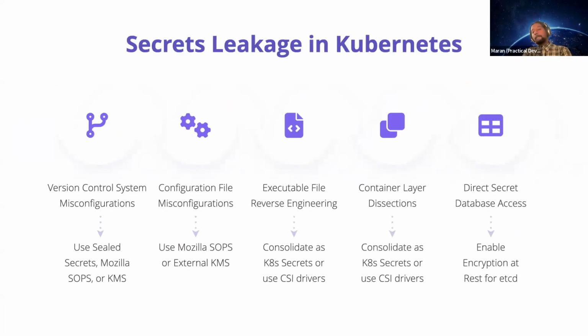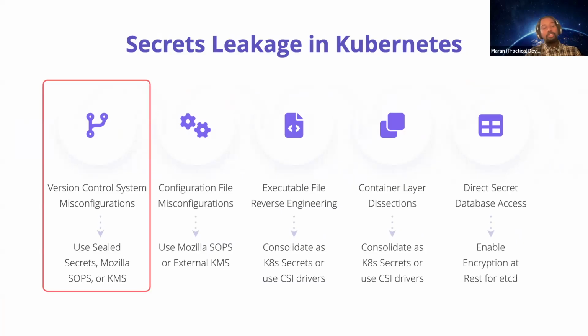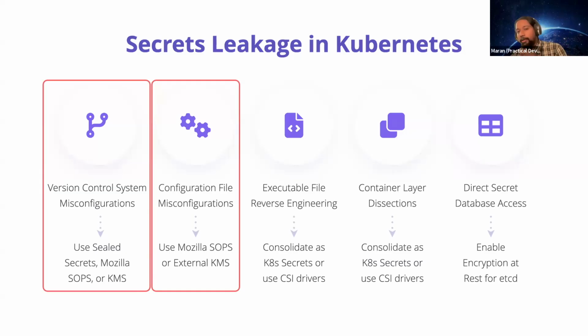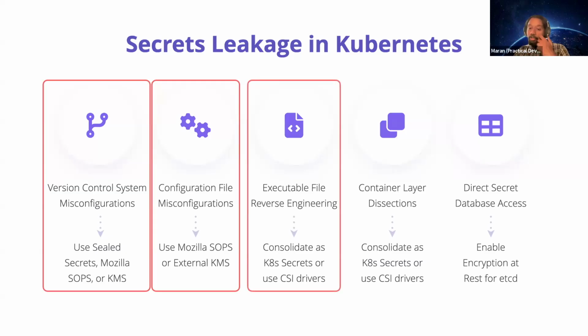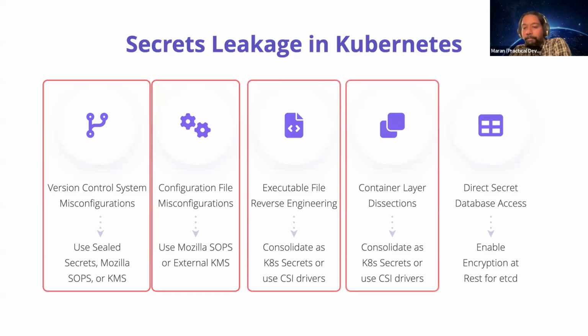So what have we managed so far with respect to secret leakage? With respect to version control systems, we know that we can use sealed secrets, Mozilla SOPS, or an external key management solution. With respect to secrets present in configuration files, we can use Mozilla SOPS as a general purpose encryption tool, or we can put our secrets on an external KMS. With respect to executables inside containers having secrets, we can consolidate them as Kubernetes secrets, or just grab those secrets externally through Secret Store CSI drivers. Container layers, we can do the same thing.